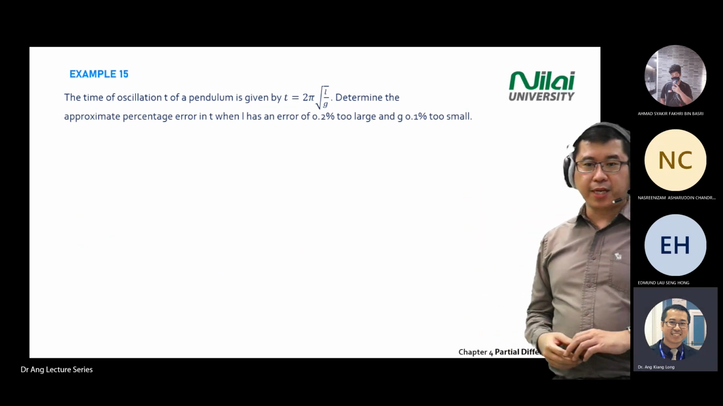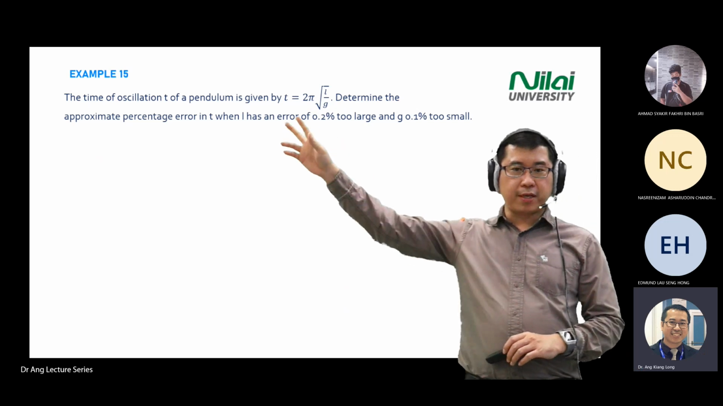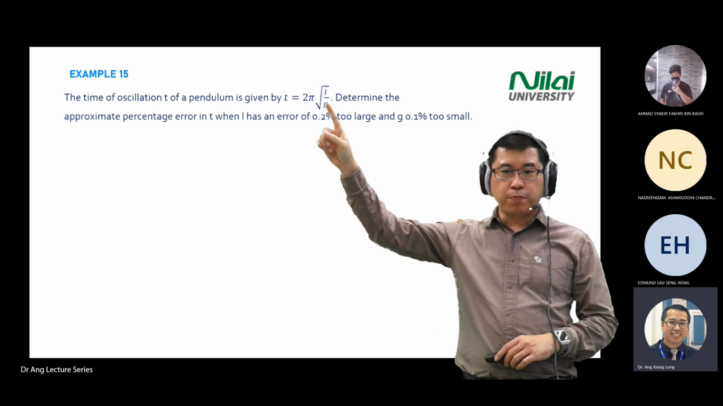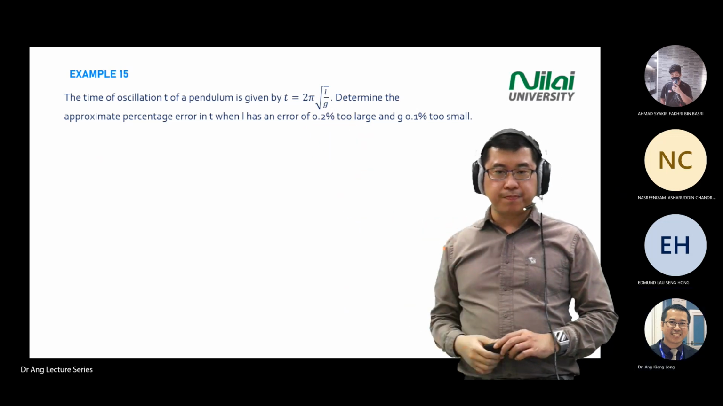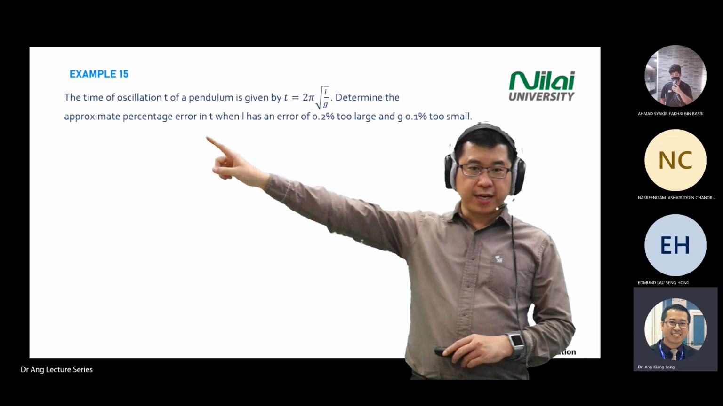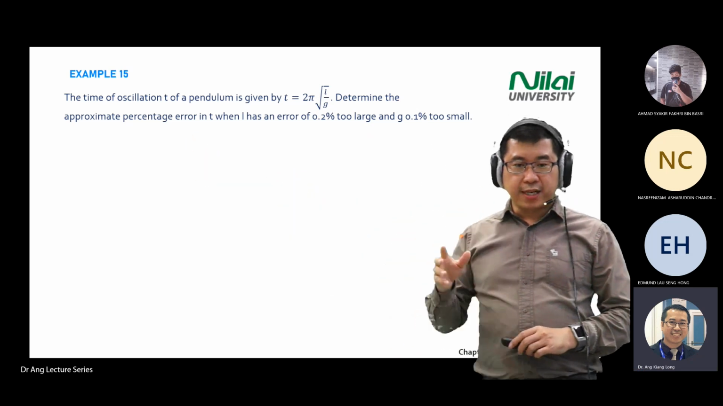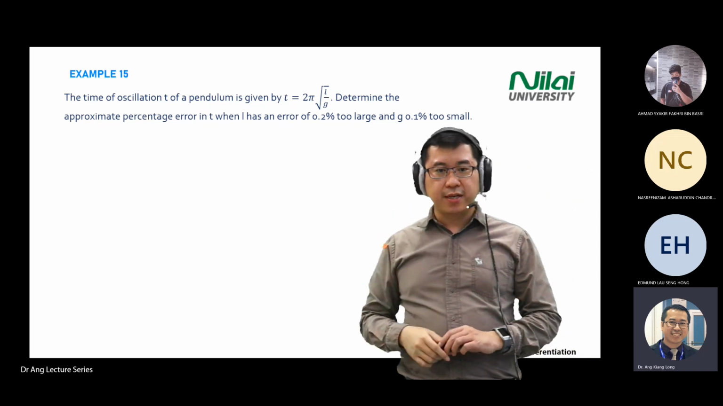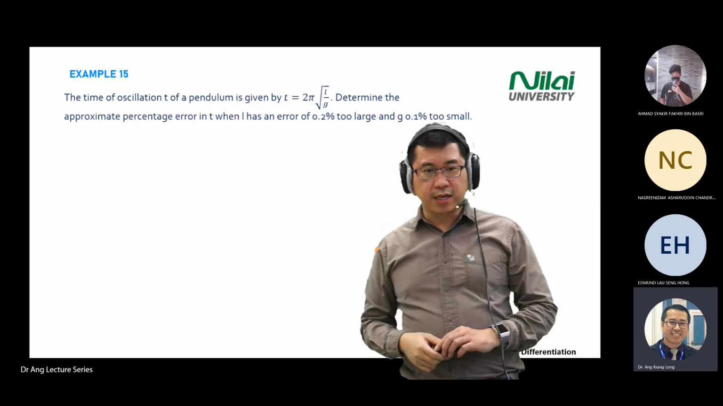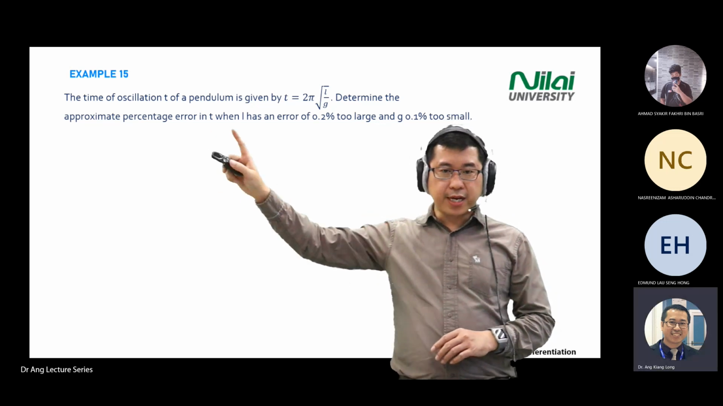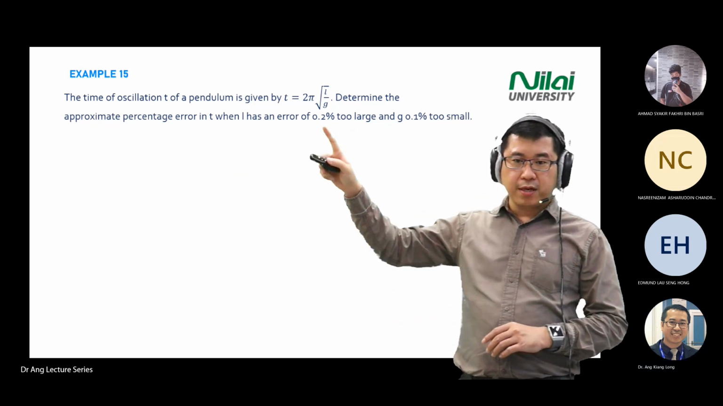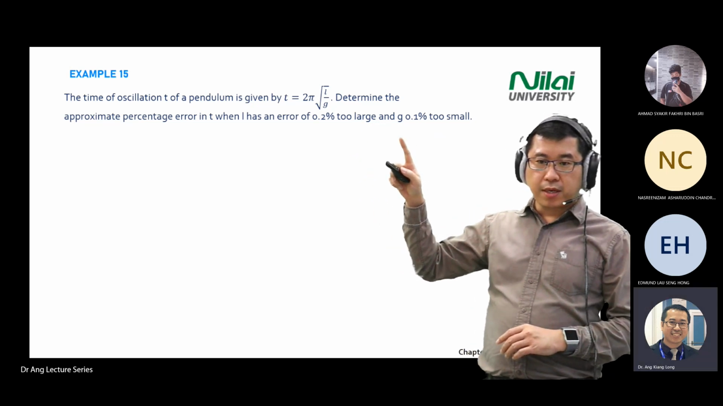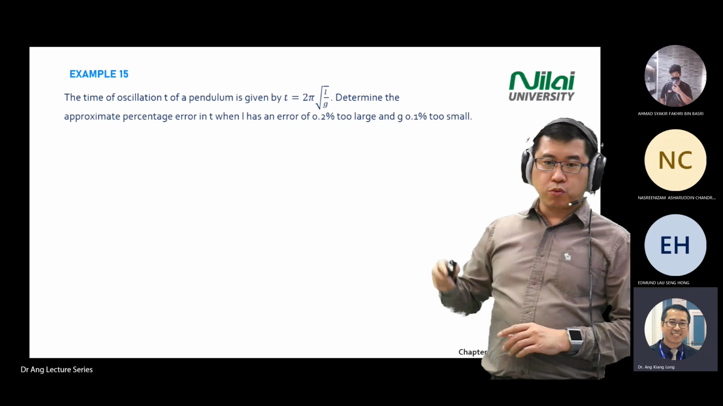Okay, example 15. You're given one statement about the oscillation of a pendulum. You're given T equal to 2 pi square root of L over G. Determine the approximate percentage error. Later in your answer, you use the curly symbol, not the equal straight line, so you need to use the curly symbol. The error is when L is 0.2% too large and G is 0.1% too small.